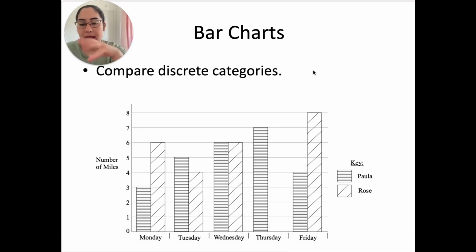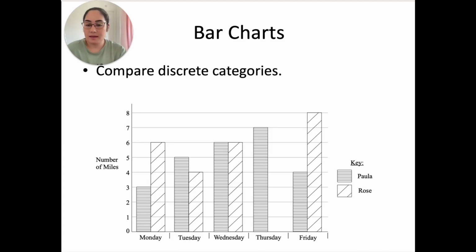A bar chart is where we have something that looks like this. We have bars, as we can see here, and they compare discrete categories. So here, what we're looking at is whatever information this represents. We have the x-axis down here, which represents the days of the week, Monday to Friday, and then we have a number of miles. And then we have two sets of data for two different individuals, Paula and Rose.